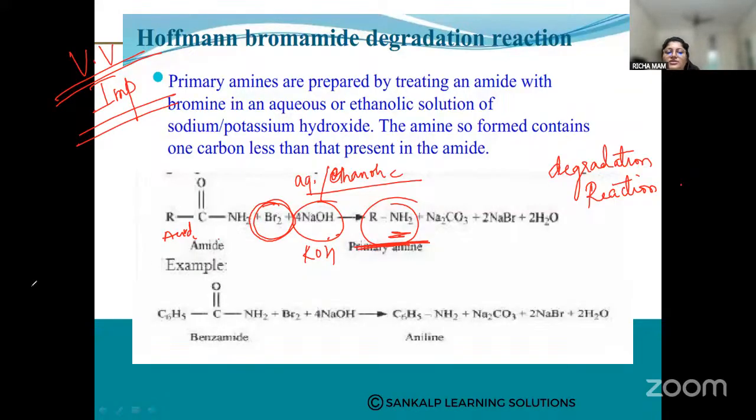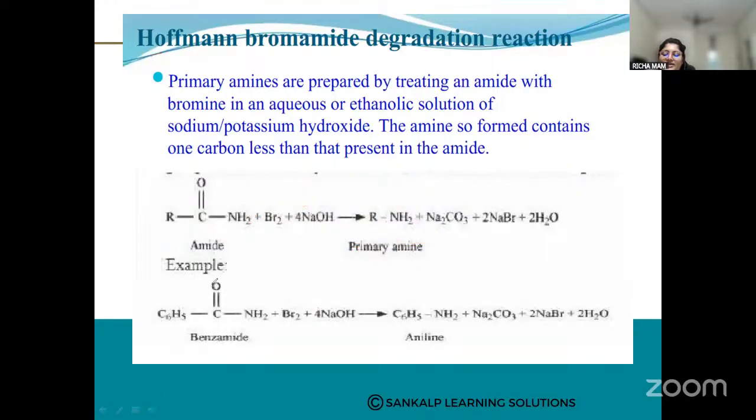So this is the general formula. Amide reacting with bromine in the presence of NaOH, heated, gives a primary amine, Na2CO3, NaBr and 2H2O. Similarly, let me take an example of benzamide. Benzamide reacting with Br2 in the presence of NaOH, what am I going to get? Aniline plus Na2CO3 plus NaBr plus 2H2O. Very, very important.